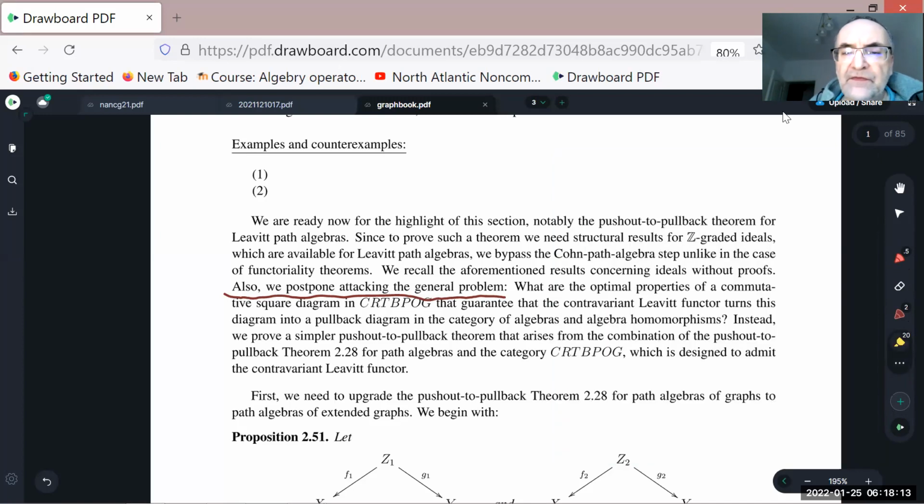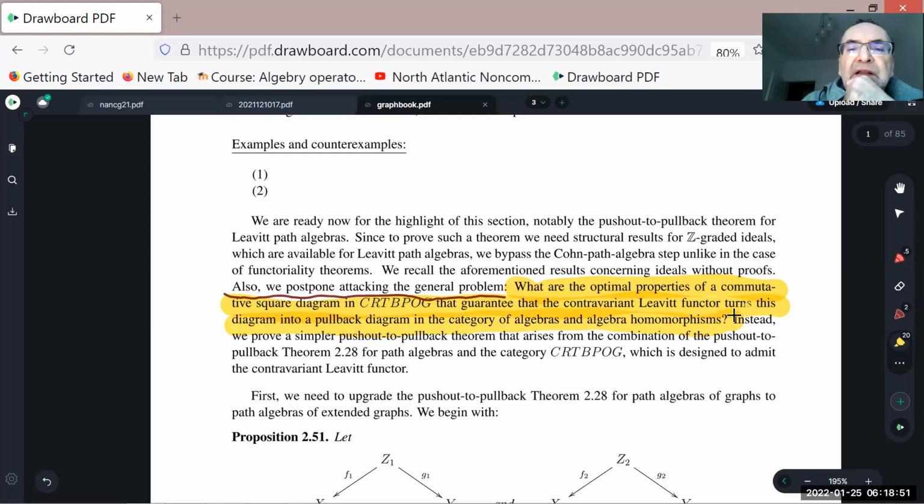So this is what we just discussed. And this is a general, difficult general problem. You might do your PhD on this if you want. What I'm going to do instead is to see what happens if I look at the push-out to pullback theorem for Leavitt path algebras and try to combine it with the requirements of this category, which is designed to admit the contravariant Leavitt functor. So in other words, I'm trying to do the following thing.